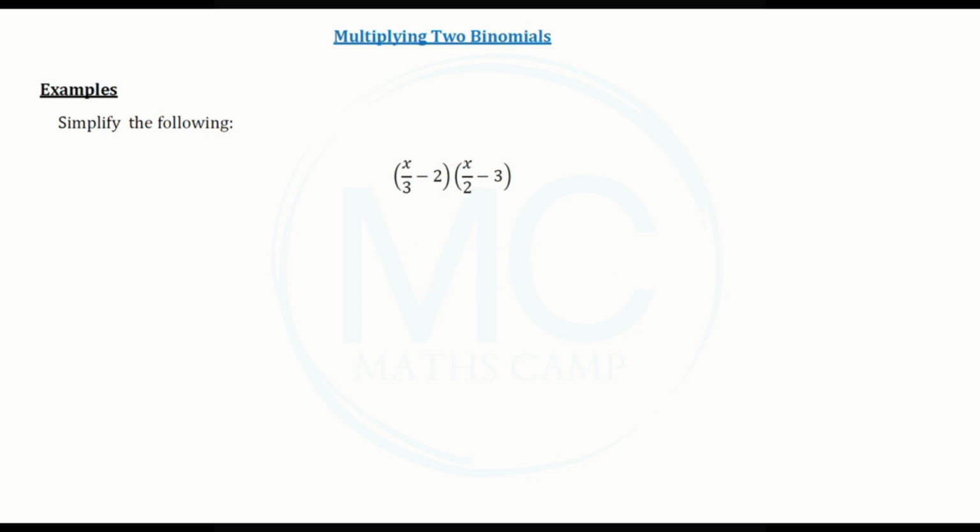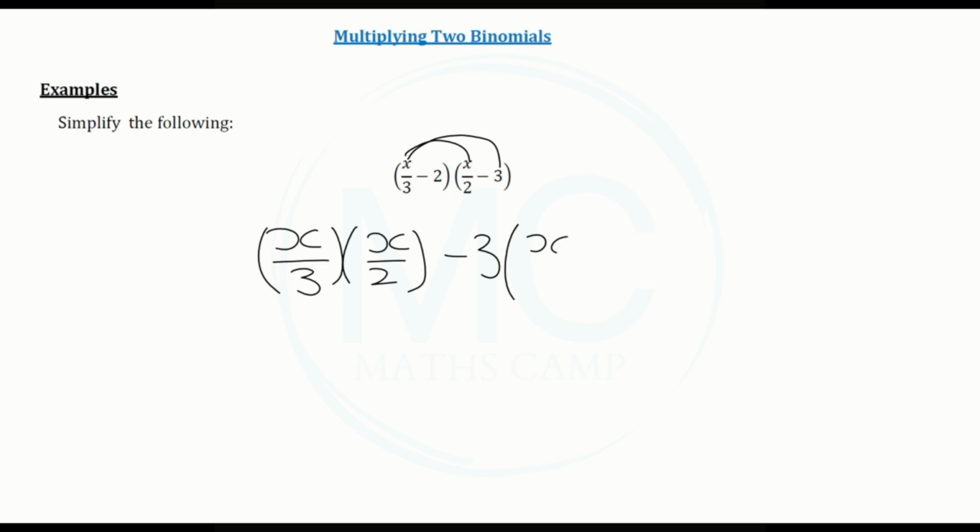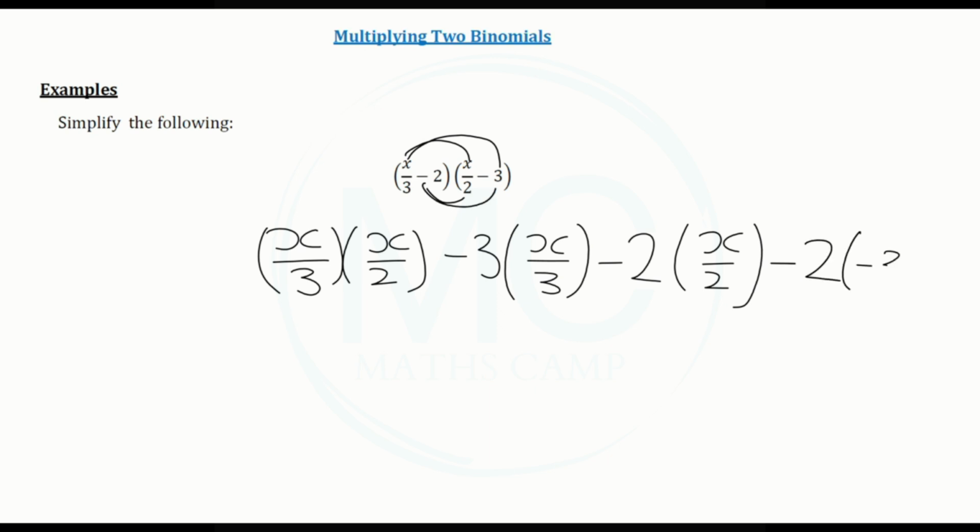When working with fractions, we still multiply out in exactly the same way. So we're going to say x over 3 multiplied by x over 2. Let's write that over here. X over 3 multiplied by x over 2. Then we have x over 3 multiplied by negative 3, so we say negative 3 multiplied by x over 3. Now we have negative 2 multiplied by x over 2. And finally, we have negative 2 multiplied by negative 3.